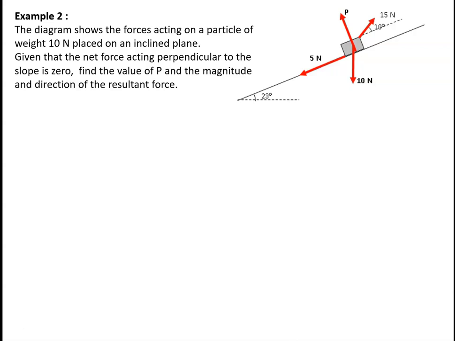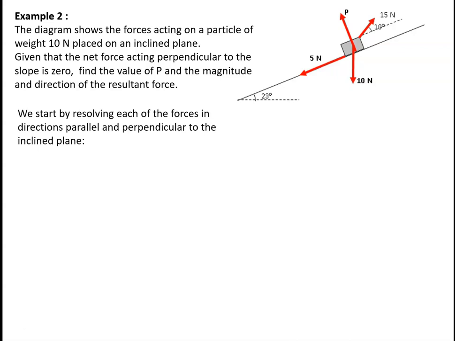So let's start by considering each of the forces and resolving each of the forces in directions that are parallel and perpendicular to the inclined plane.